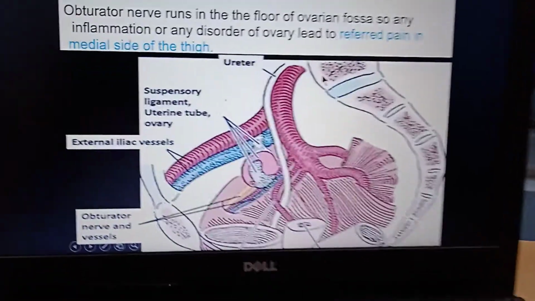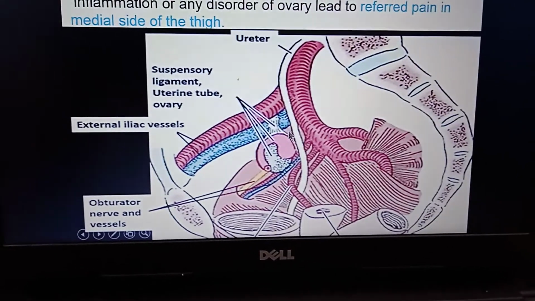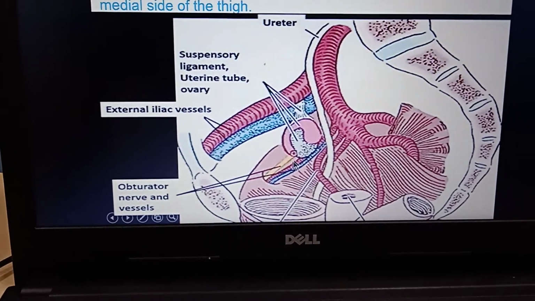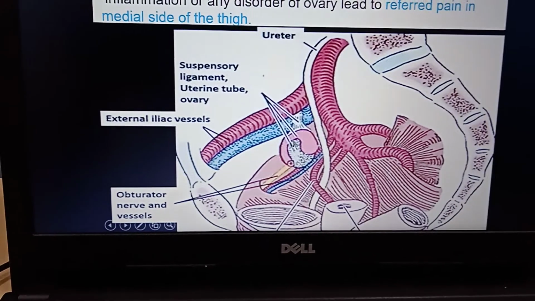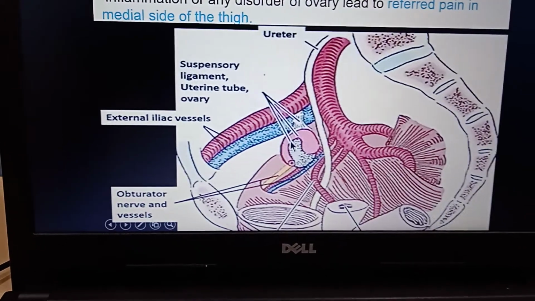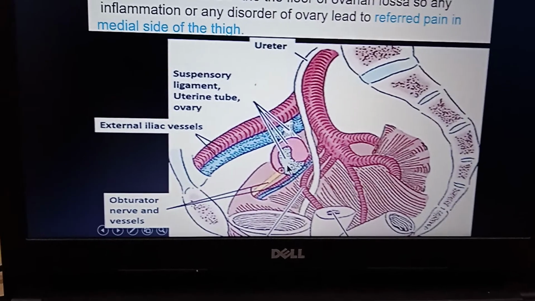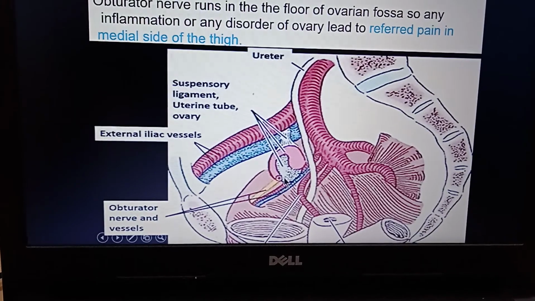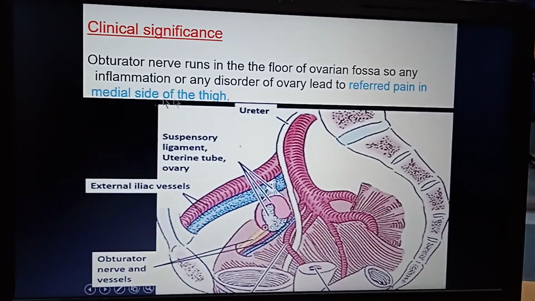And obturator nerve, here you can see, this is ovarian fossa, and just behind that you can see obturator nerve and vessel, they are passing just in the floor of ovarian fossa. So if ovary gets inflamed, or is affected by any infection or cancer or any lesion, that will lead to irritation of obturator nerve, and that will lead to referred pain in the medial aspect of thigh.